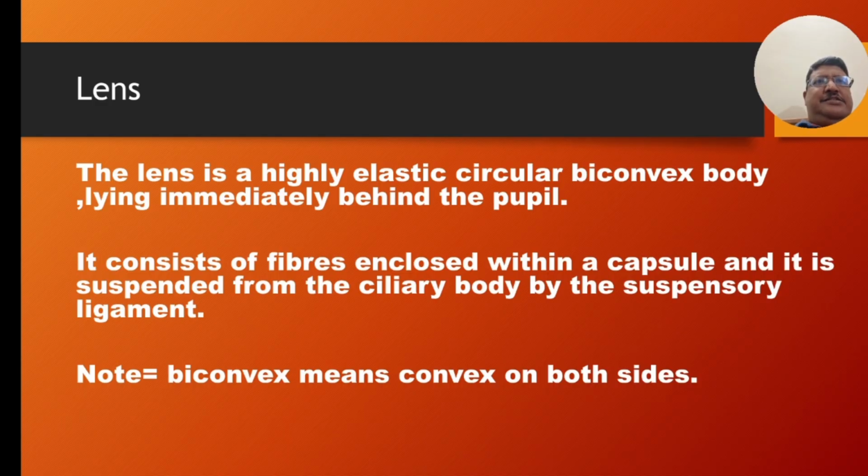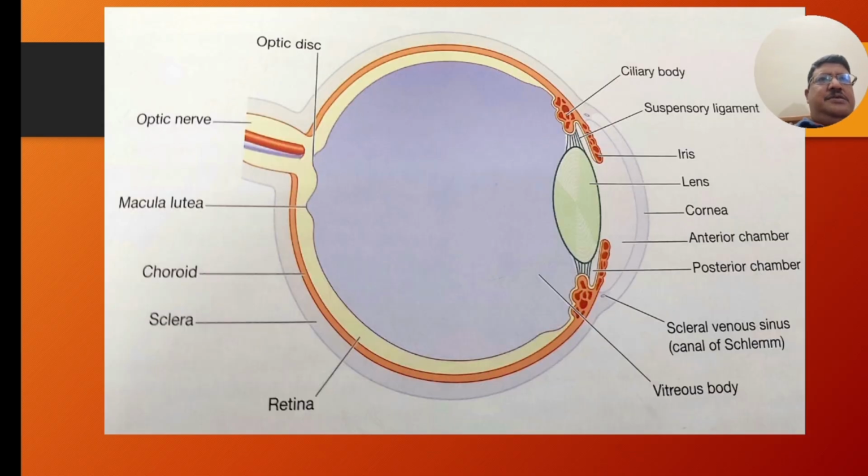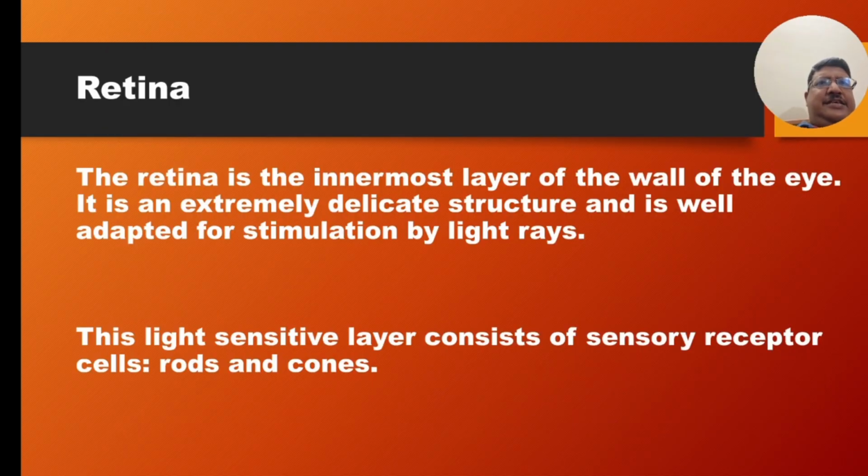Lens. The lens is a highly elastic circular biconvex body lying immediately behind the pupil. It consists of fibers enclosed within a capsule and it is suspended from the ciliary body by the suspensory ligament. Biconvex means convex on both sides. So this is the structure of the biconvex lens. This is the lens.